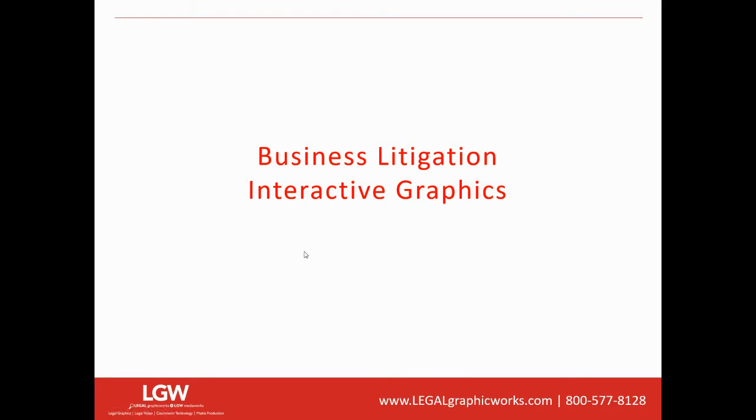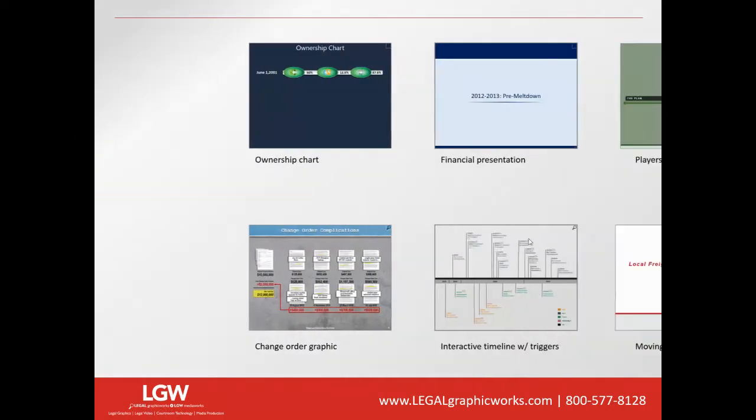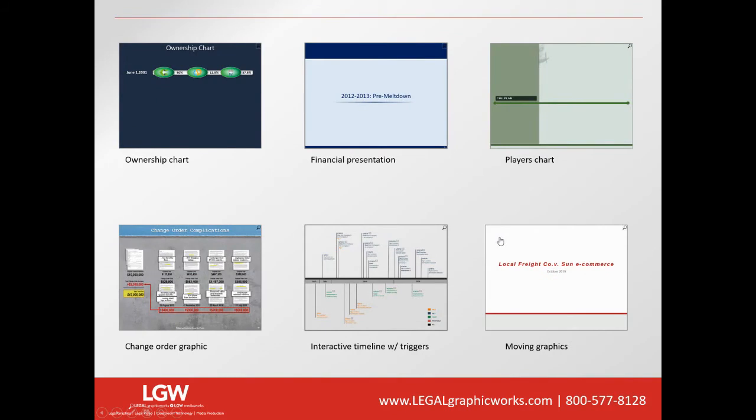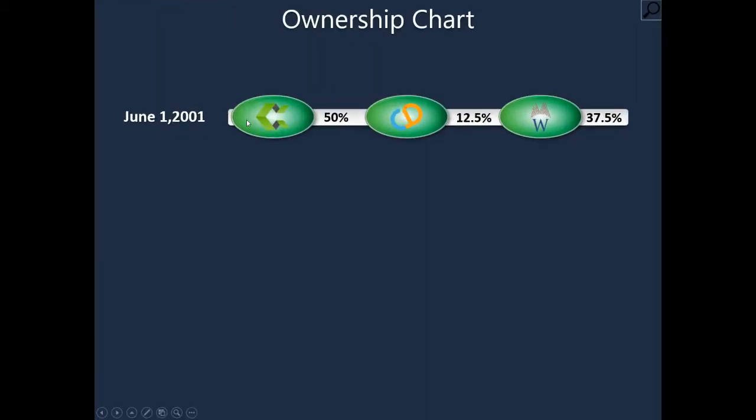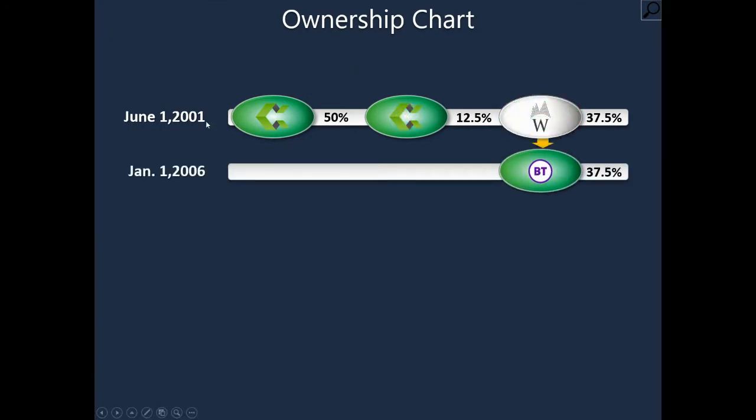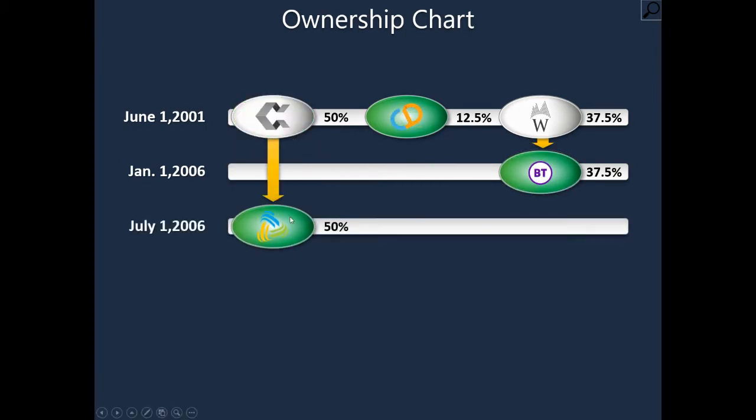Here are a few different examples of graphics that you can use in business litigation cases where you may not necessarily be thinking about using a graphic. This particular one is an ownership chart, so you can see what companies were owned and the dates in which that ownership might have changed.